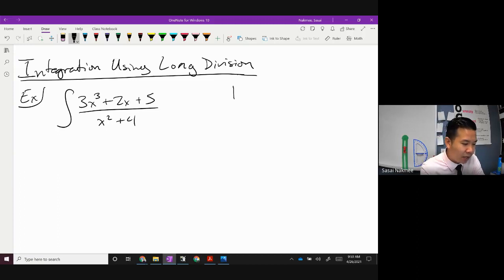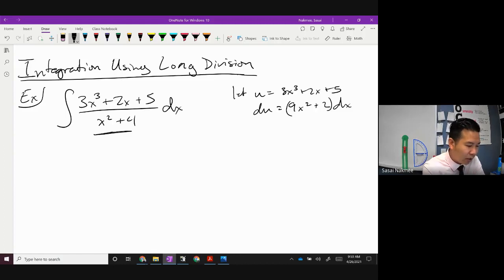In this particular case, if you actually tried U substitution and you let u equal 3x cubed plus 2x plus 5, we'd find that du is equal to 9x squared plus 2 dx. This will not cancel out with this, by the way. If you do this, you end up with the integral of u over x squared plus 4 times du over 9x squared plus 2.